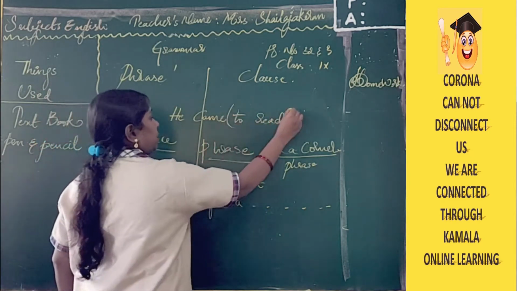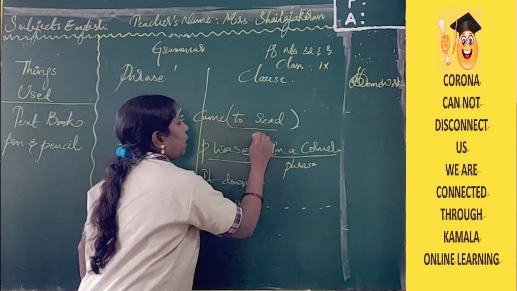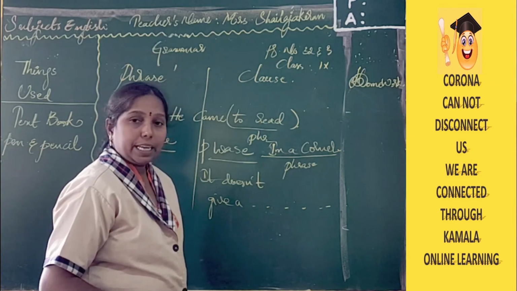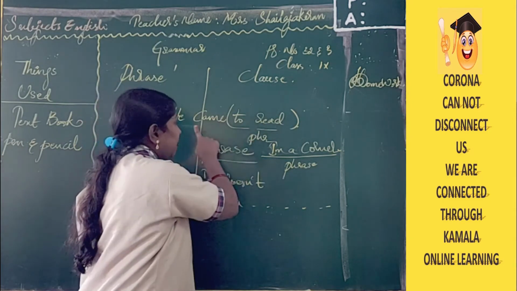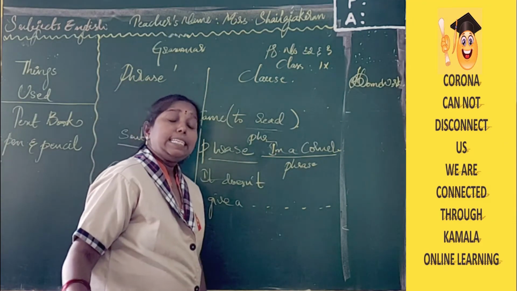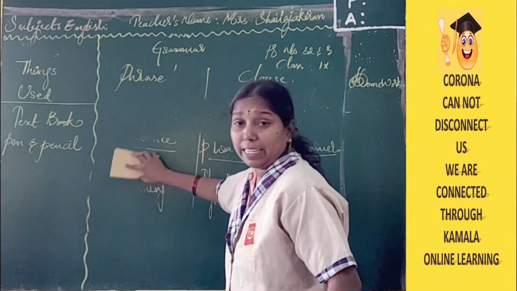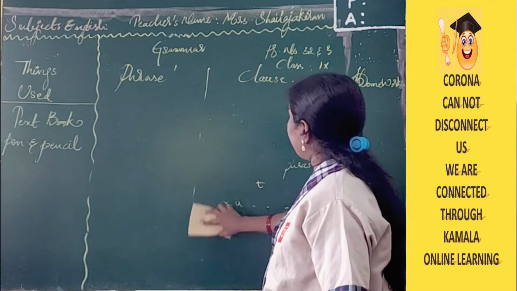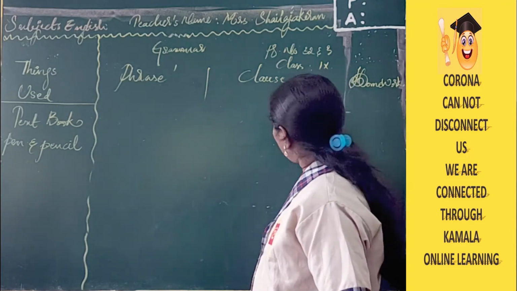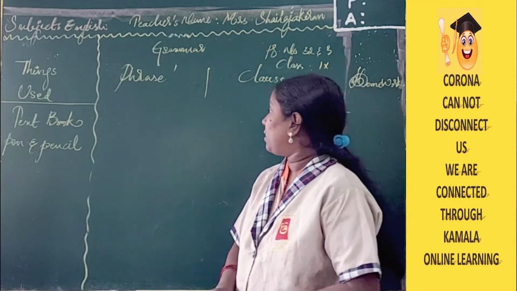Now here, simply I will say "to read." Is it giving a complete meaning? So this is called a phrase. A phrase does not give us a complete meaning. If you add something to this, then it will become a sentence. Understood? A sentence is a group of words which gives a complete meaning, but a phrase does not. It will be a part of a sentence, but it is not a sentence. Understood? This is the difference.